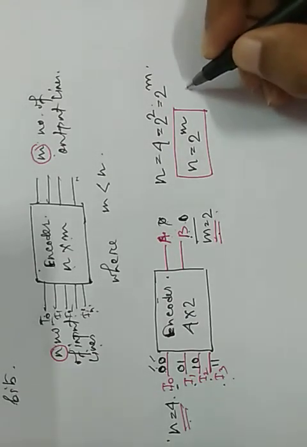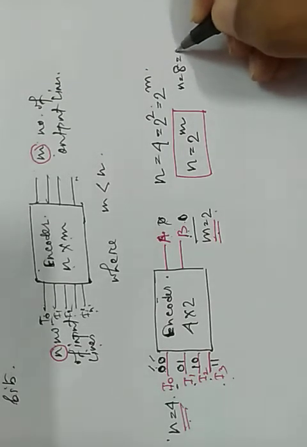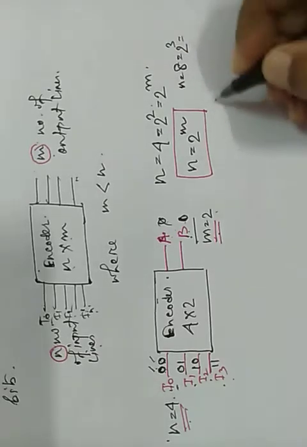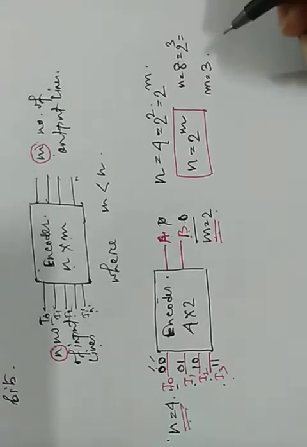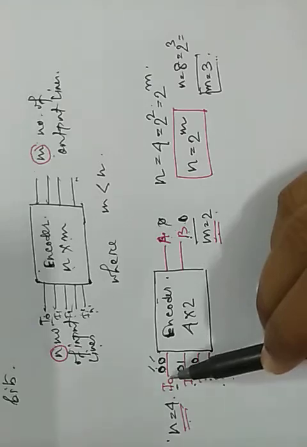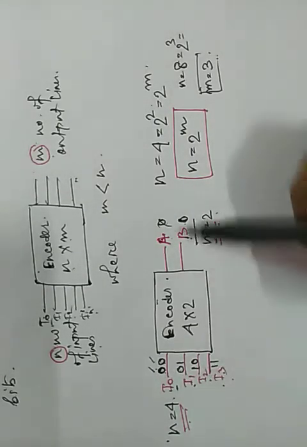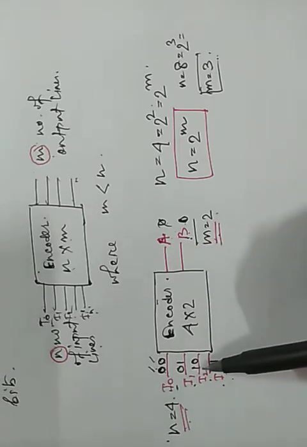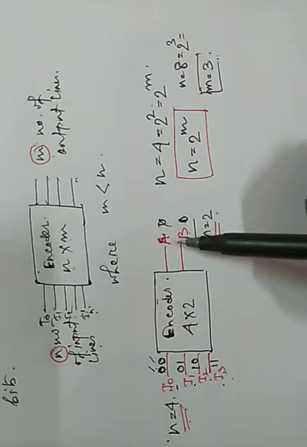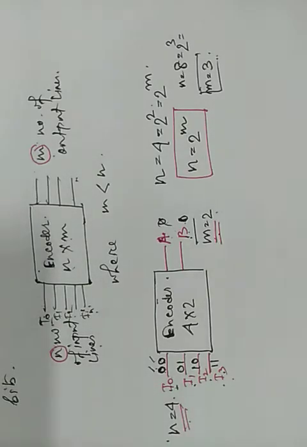So if n equals 8 input lines, then 8 equals 2 to the power 3, that means m equals 3 output lines. That means 3 distinct output lines can select 8 distinct input lines. So instead of using distinct output lines for each input, if it is possible to use fewer values to identify each input line distinctly, only one value at a time in the output lines, then it is known as an encoder.